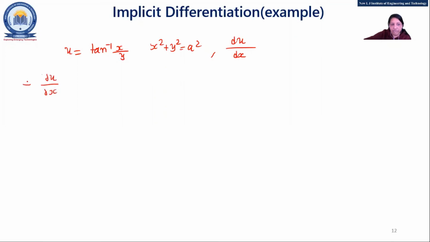First step is find out del u by del x, because our definition of du by dx is del f by del x and del f by del y. So for that, we need to find out first del u by del x. Then we are supposed to find del u by del y. So u is this tan inverse x by y. So for tan inverse, it's 1 upon 1 plus x square by y square, with respect to x we are doing. So in that 1 by y. This we have seen in previous lecture, right? How to do this.